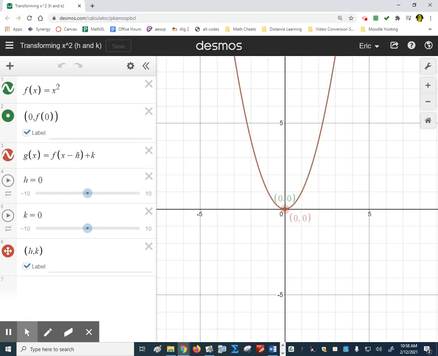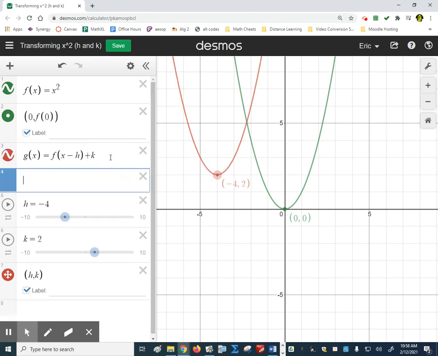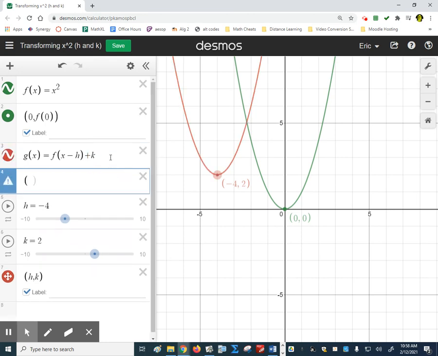So if I start off with g of x is f of x minus h plus k, if I want to move this thing to the left, I've got to subtract a negative value of h. So I'd let h be negative 4. And if I want to go up by 2, I'll add 2 outside the function. Everybody agree? So that should be the same thing as saying the quantity x minus negative 4.